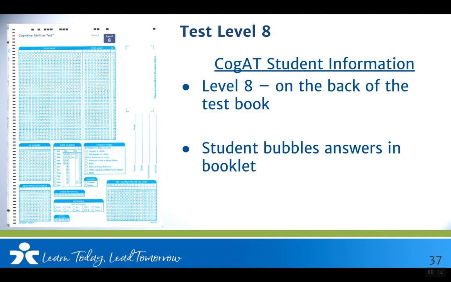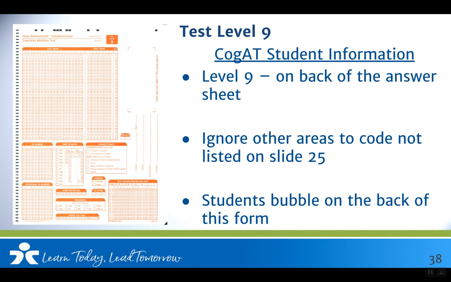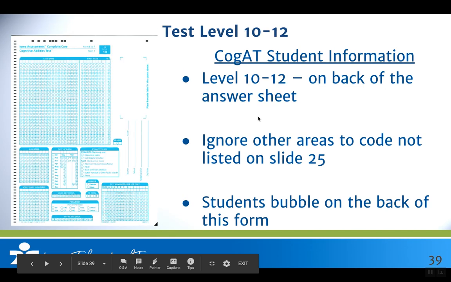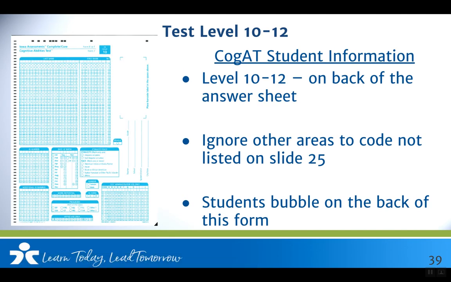You guys know what these look like. 7 and 8, those are on the back of the booklet, so you don't have a separate sheet for those. So level 9 for 3rd grade is the orangish one. And then for 4th grade and above, it's this blue one.